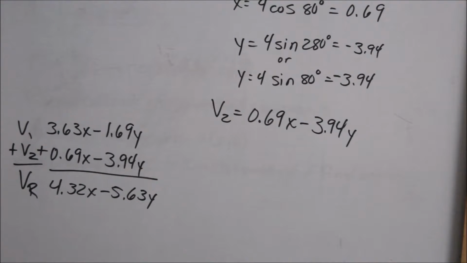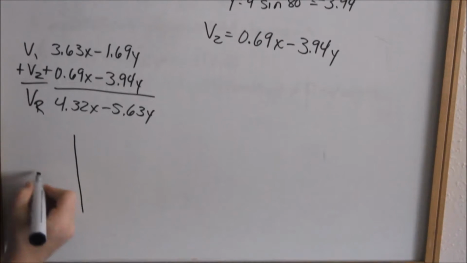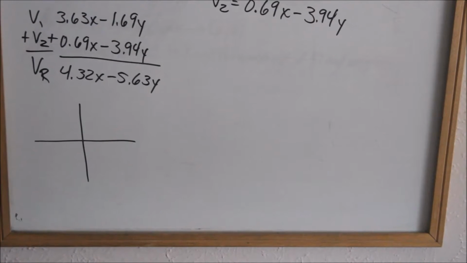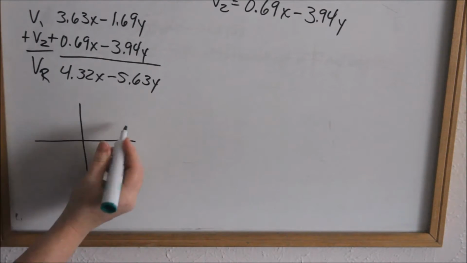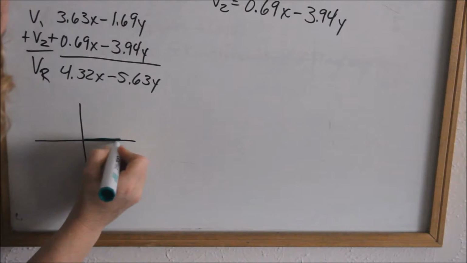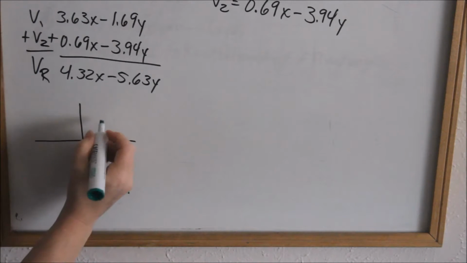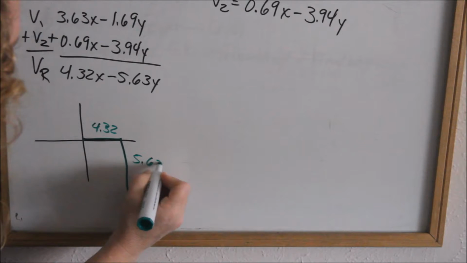Now, what do we have here? We actually can go back to our original picture, but let me draw a picture down here first. I recommend redrawing this. What does this mean? This means that our resultant vector went a positive 4.32 in the x direction. I should have grabbed a different color. We went 4.32 in that direction. Then we went down 5.63, okay? We went 4.32 in the x direction, then we went down 5.63.